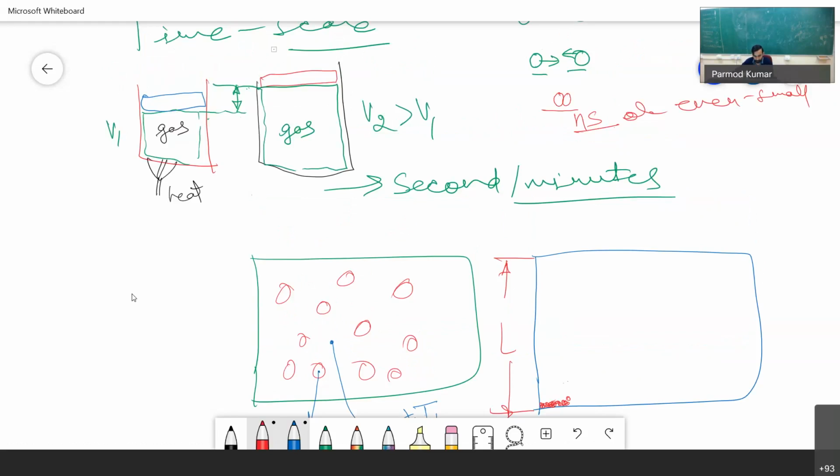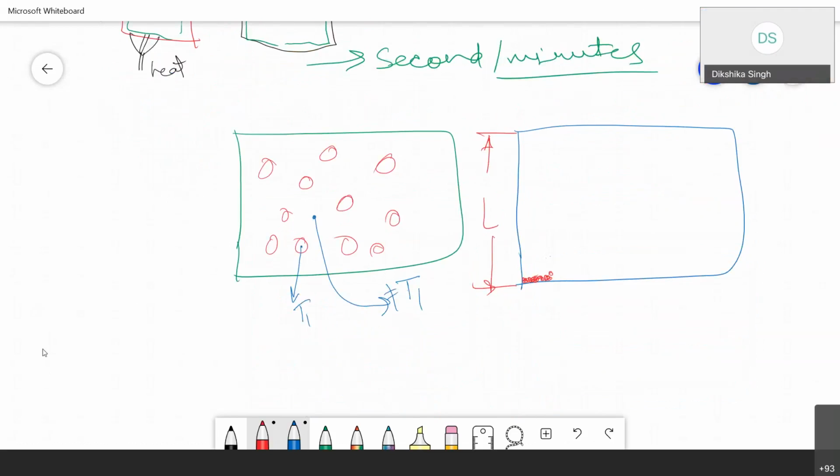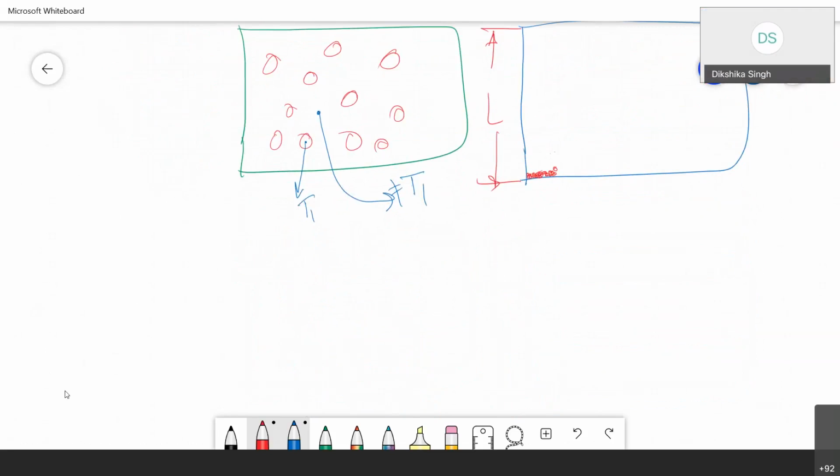So I have a question. I forgot to write it in the Excel sheet. In an open system, if the exchange of matter occurs, why is it called volume controlled? Okay. Why is it called control volume?